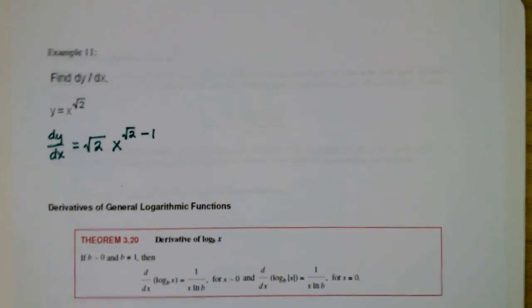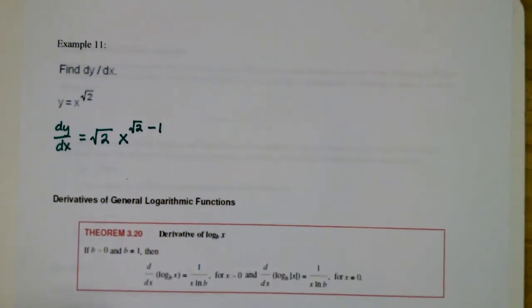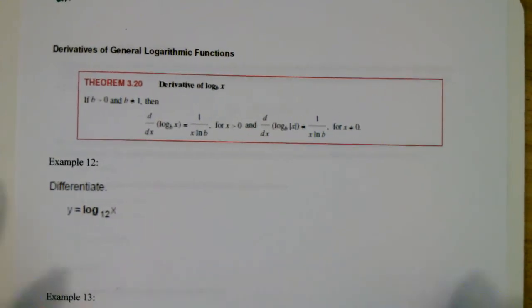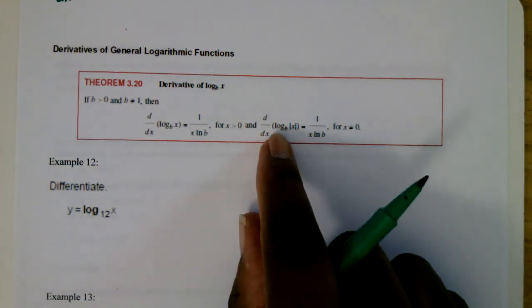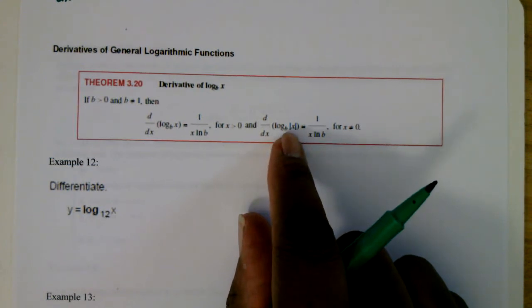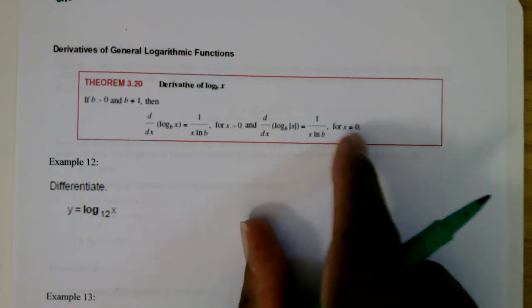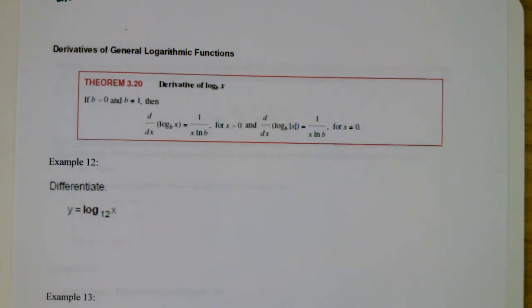All right, let's look at the derivatives of general logarithmic functions here. And that's going to be this. If b is greater than 0 and b is not equal to 1, in other words, b is a positive constant other than 1, then the derivative of log to the base b of x will be equal to 1 over x ln of b, for x greater than 0. And if you had, let's say, log to the base b of the absolute value of x, its derivative will be 1 over x ln of b for x not equal to 0.